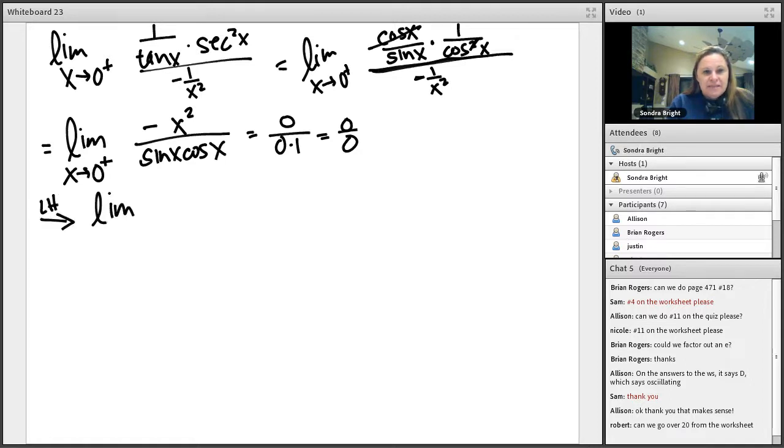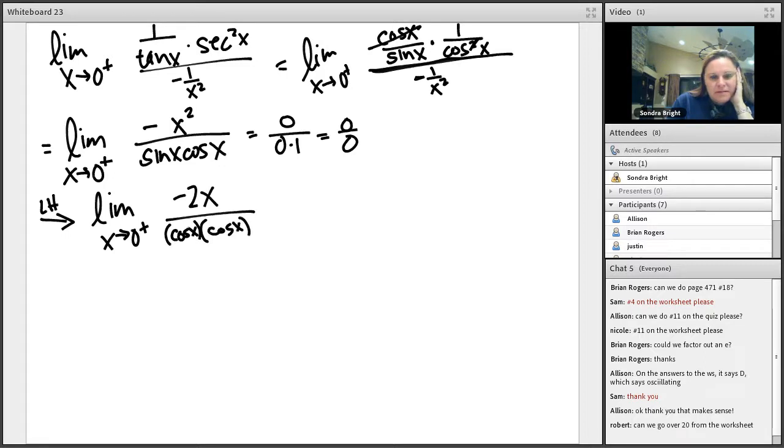And that means that it's the limit as x goes to 0 from the right. And then the derivative of the top would be a negative 2x. Derivative of the bottom, you've got to do product rule. So if I take the derivative of sine, it's cosine of x times the second guy, and then plus sine of x times the derivative of cosine of x, which is a negative sine of x. Oof. Okay, so let's simplify that.